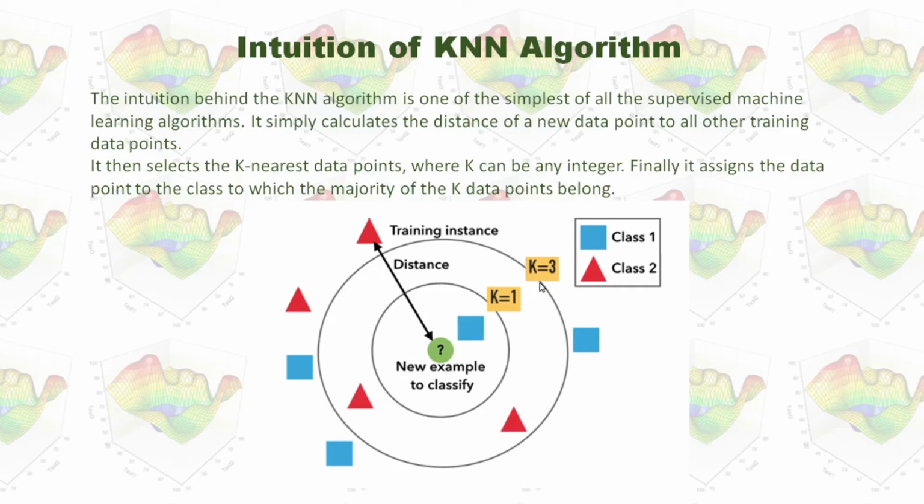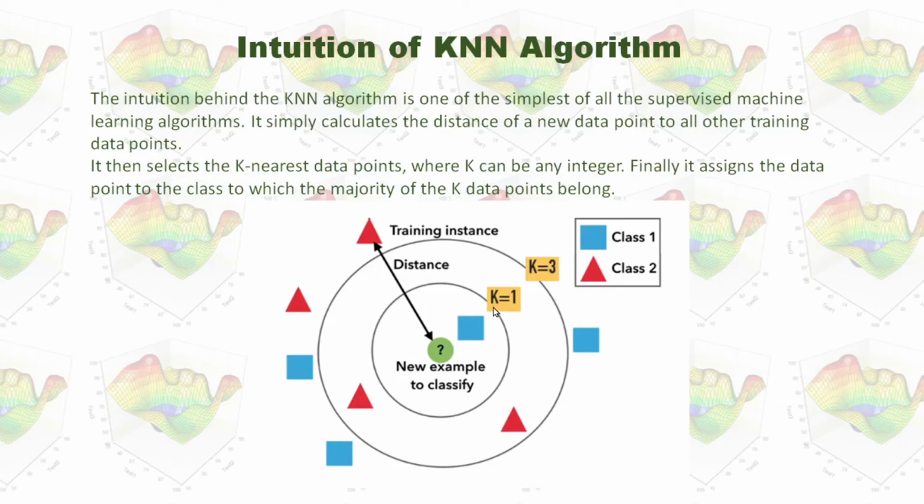How about if we decide to use k equals 3? Then we will get the 3 closest existing data points to this new data point. So this is one data point, this is another one, this is another one. Among those 3 data points, we have 2 triangles and 1 square. So if we use k equals 3, we will classify this new data point as a triangle, because in this circle we have more triangles than squares.